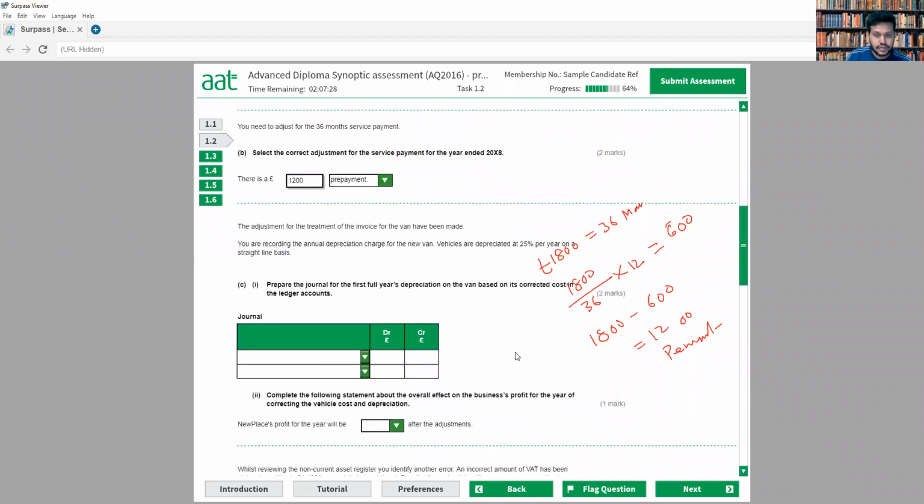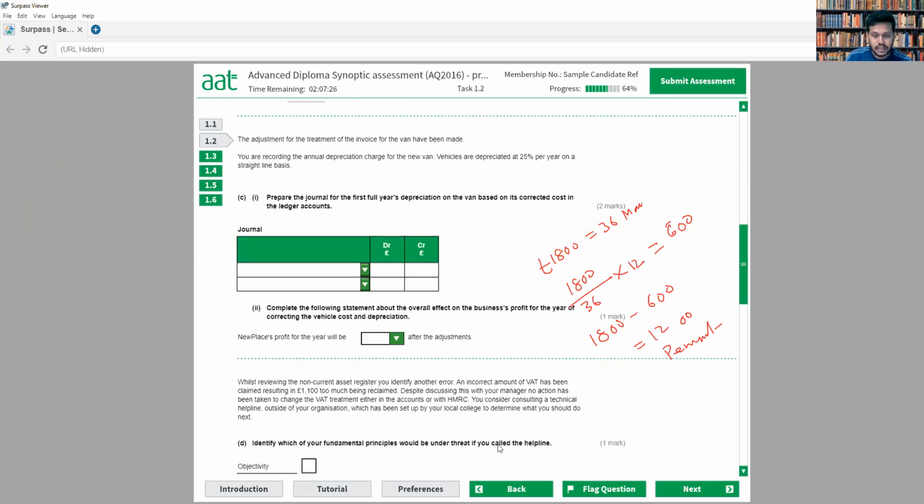All right, let's move to the next one. The next one we have here is for the depreciation. They are saying the adjustment for the treatment of the invoice for the van has been made. You are recording the annual depreciation charge for the new van. The depreciation is 25% straight line. Straight line, there is no problem. So you find the cost price and you multiply with the percentage.